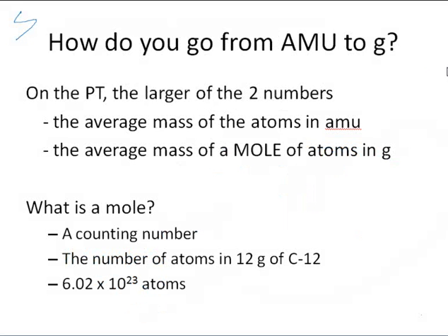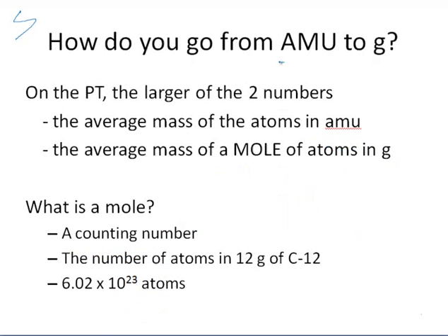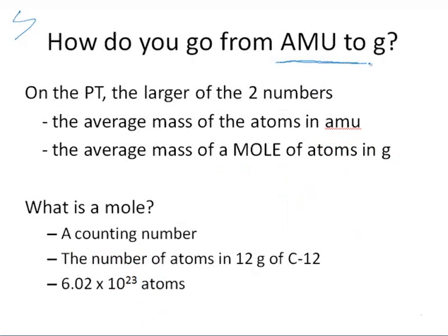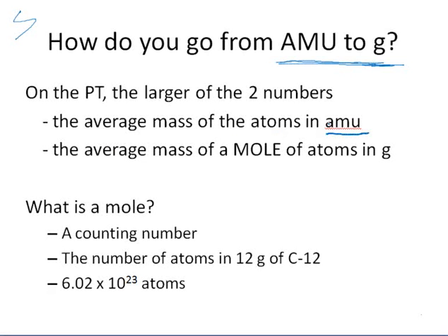Okay, so now we're going to talk about how we go from this unit of mass when we're talking about an atom to grams. Grams, something we can actually measure. On the periodic table, the larger of the two numbers is going to be the atomic mass, and it's going to be listed in what's called AMU, or atomic mass units. But what's really convenient is that number on the periodic table, in the case of chlorine, it was 35.45, also is the mass of a mole of those atoms in grams. Okay? A little bit confusing.